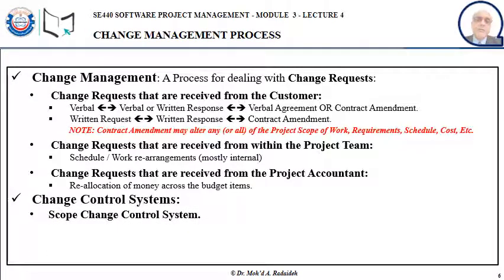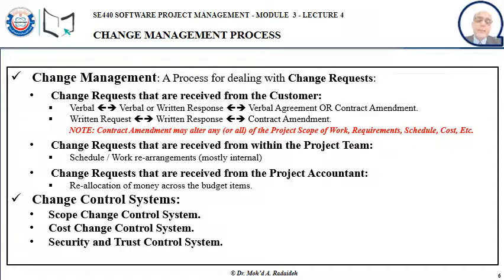The change control systems: we have a system to control the scope change, another one to control the cost change, a third one to control the security and the trust system, and the last one to control the schedule change as well.